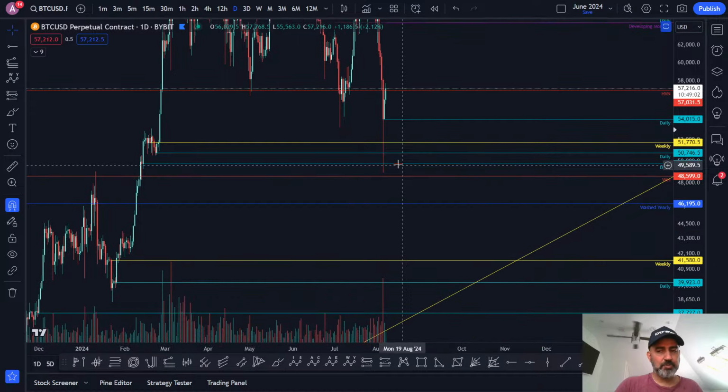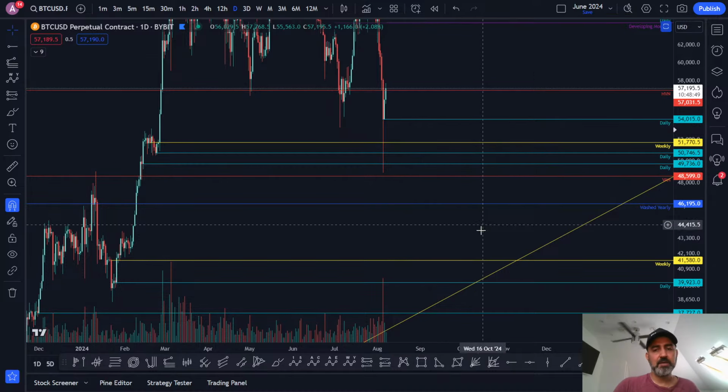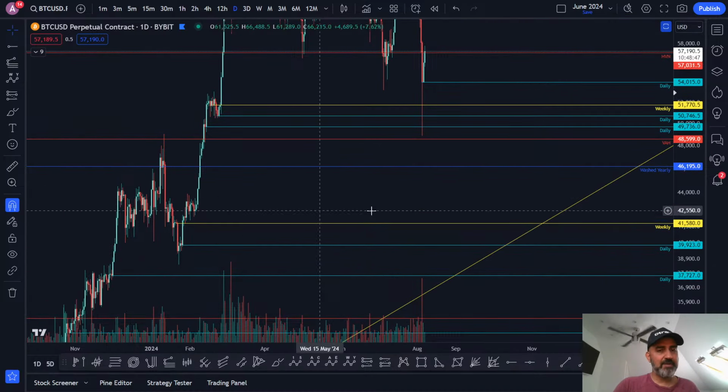Not much support until we get to potentially about 41. The other kind of support that we'll probably be looking at is fib extensions, trend-based fib extensions. Other than that, probably the next area of liquidity is all the way down here to 41k.